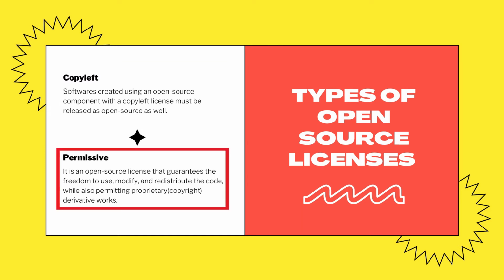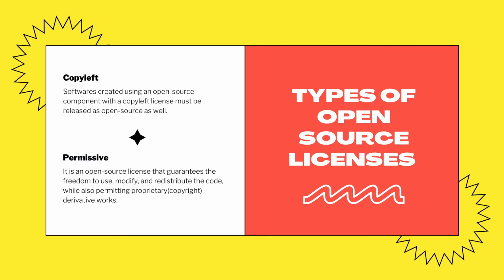Coming to permissive, a permissive open source license guarantees the freedom to use, modify, and redistribute the code while also permitting proprietary derivative works. Permissive open source licenses are referred to as anything goes, as they place minimum restrictions on how others can use open source components.